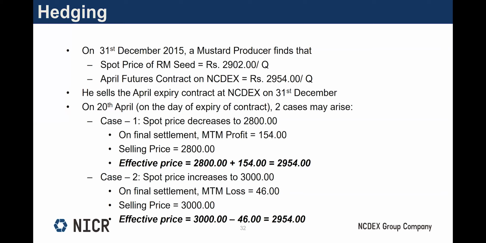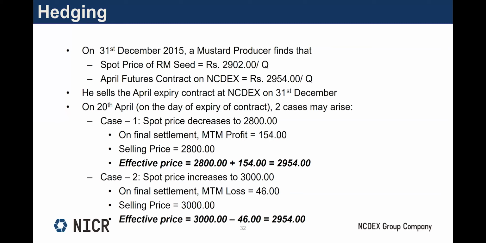The reverse, if you see, is also true. Because of certain conditions, there is a low crop and the prices go up to the 3000 level, and at the final settlement price, because it's a contract, he has agreed to sell it at 2954. He has to buy back the contract at 3000 and loses 46 rupees. But, as I said, because of the convergence, the spot price has gone up. Now he can actually go to the market and sell his produce at 3000 rupees. So again, 3000 minus 46 is 2954.